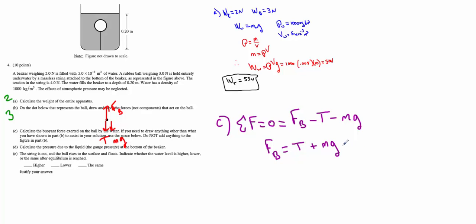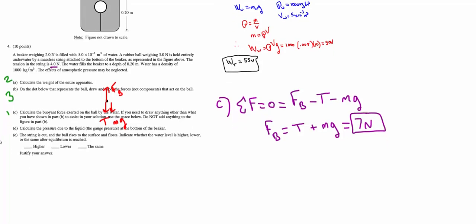Well, I know a lot of this was given. Actually, I think all of this was given. Let's read this carefully. We know the weight of the object is 3 newtons. Yeah, we know the tension of the string is 4 newtons. So it ends up just being 4 plus 3, or 7 newtons. This was only worth 1 point.